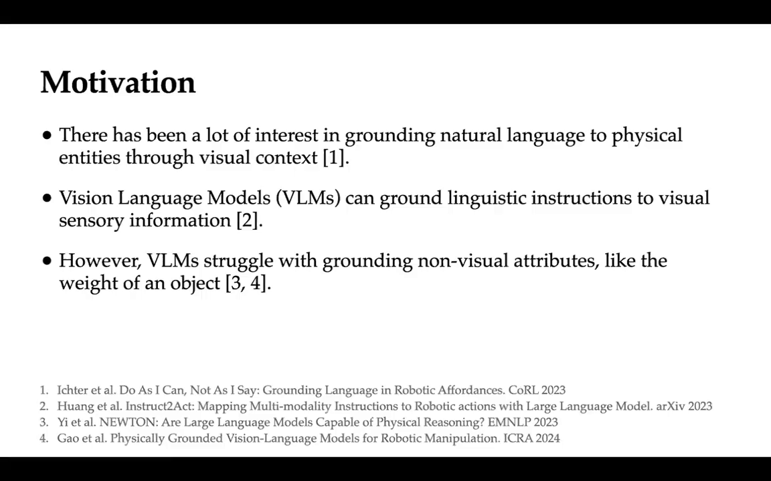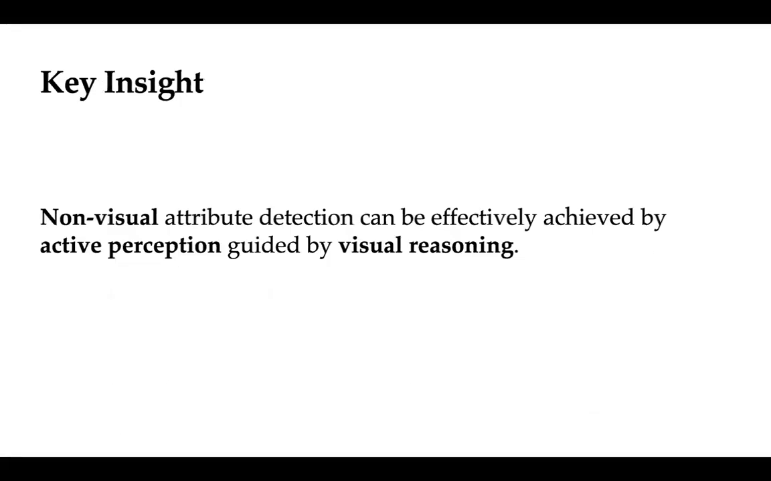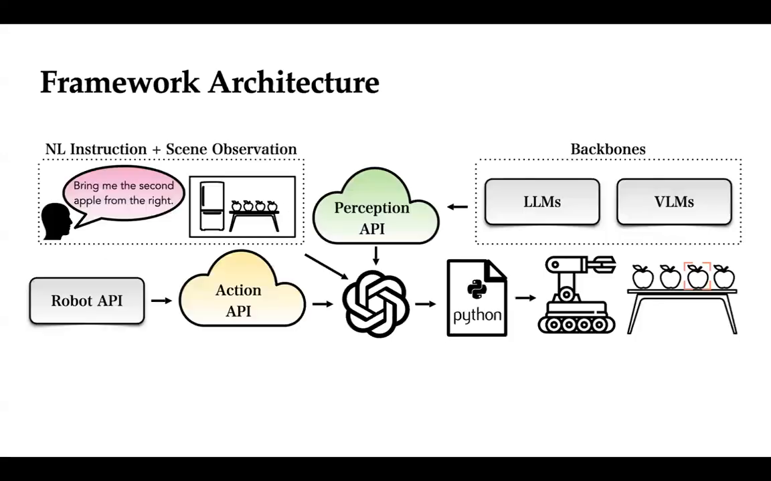There has been a lot of interest in grounding natural language to physical entities through visual context. While VLMs can ground linguistic instructions to visual sensory information, they often struggle with grounding non-visual attributes. Our key insight is that non-visual attribute detection can be effectively achieved by active perception guided by visual reasoning. To this end, we present a perception action API for prompting an LLM to actively detect attributes.